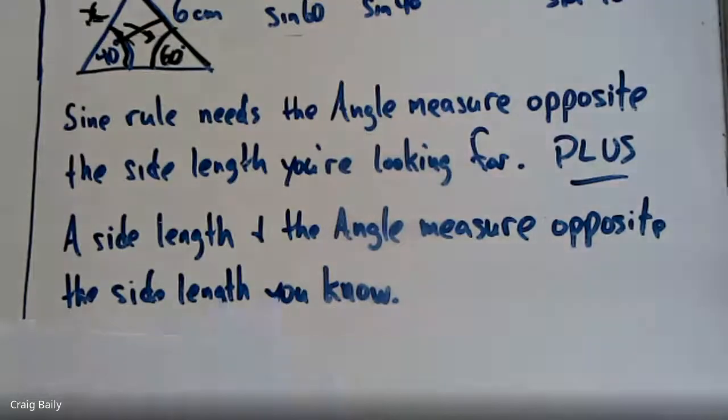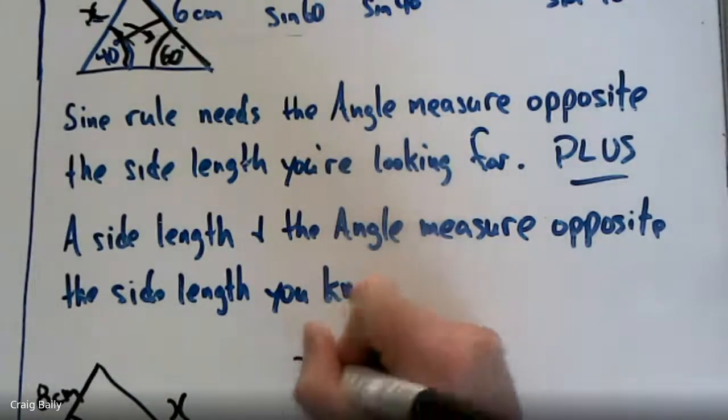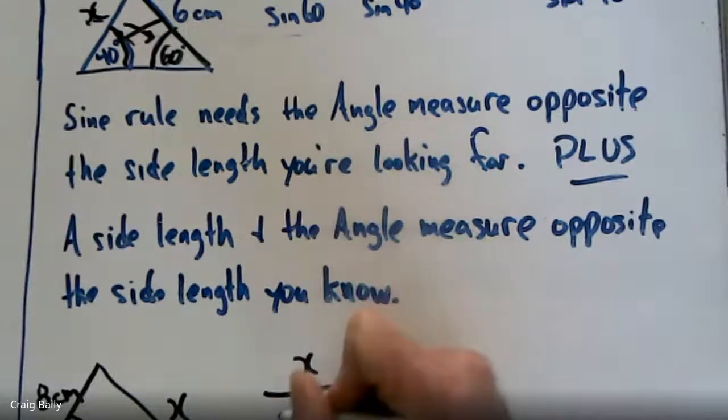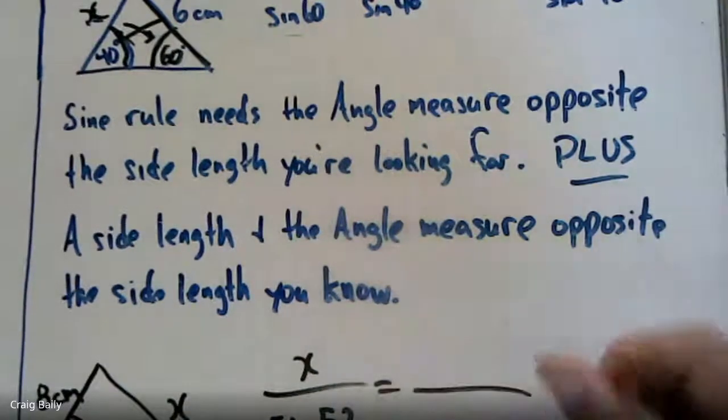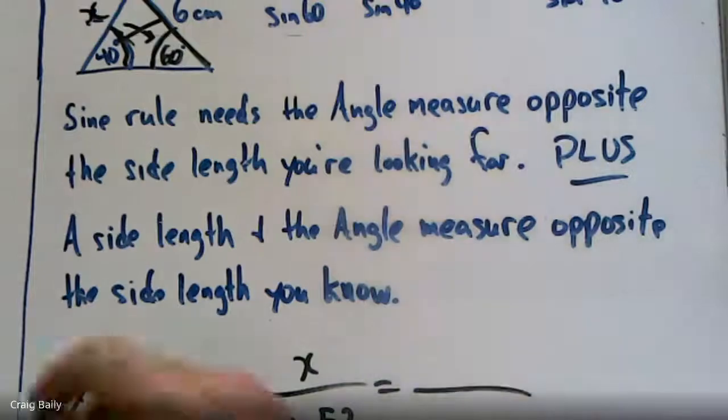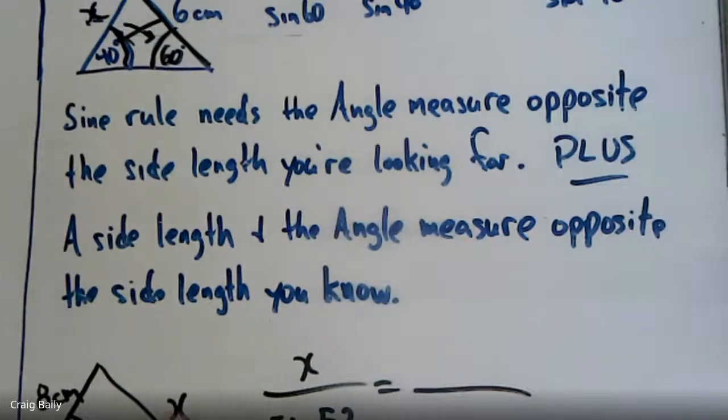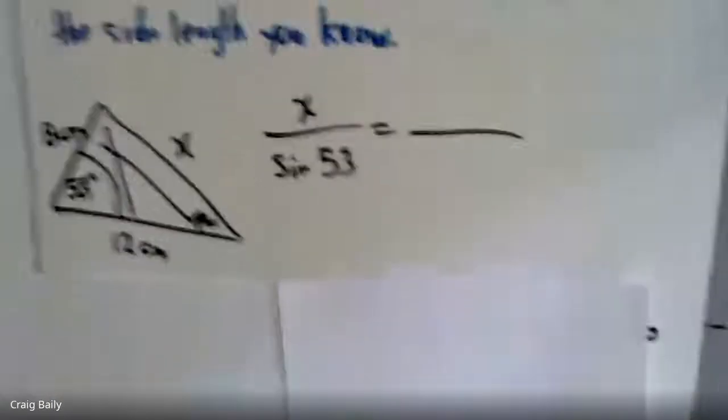Well, now let's look at this triangle here. If I want to find that side x, I'm setting it up saying, okay, x is going to be over the sine of 53. But then I need to know another side length. Okay, I know the 8, I know the 12, but you'll see that I don't know the side opposite the 8. I also don't know the side opposite the 12. So sometimes you're not going to be able to use the sine rule.